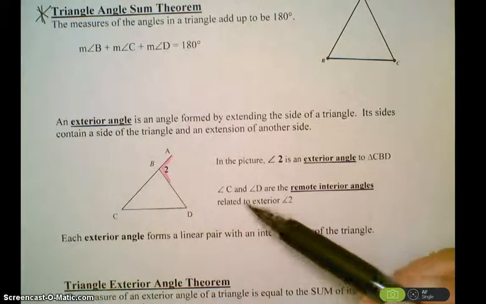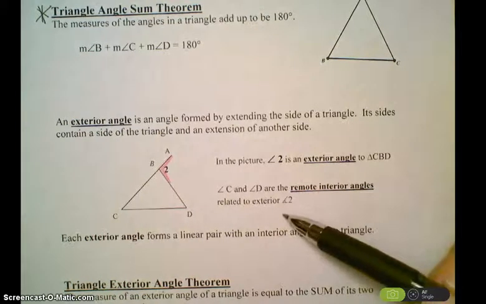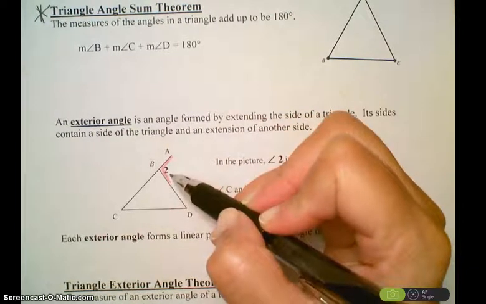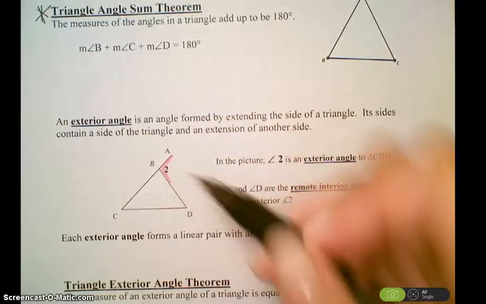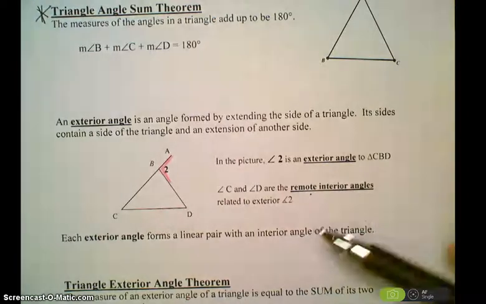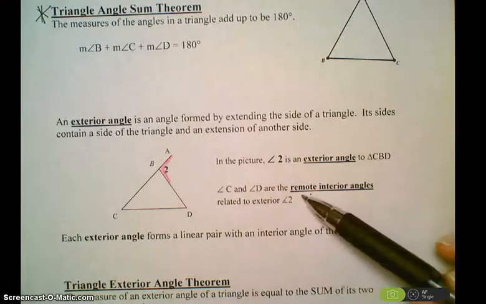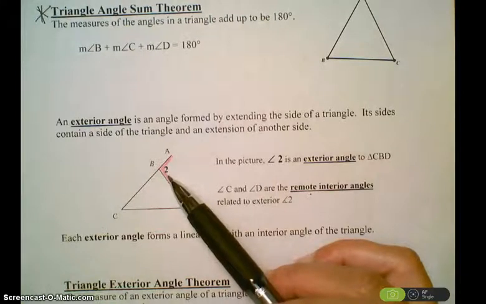In the picture, angle C and angle D are the remote interior angles related to exterior angle 2. That means when you look at angle 2, the interior angles that are far away from it are angle C and D. When you think of remote, think of the remote control from your TV, which controls the TV from a distance. You go camping in a remote location. You're far away from civilization. So, again, remote interior angles are the two interior angles that are far away from your exterior angle.